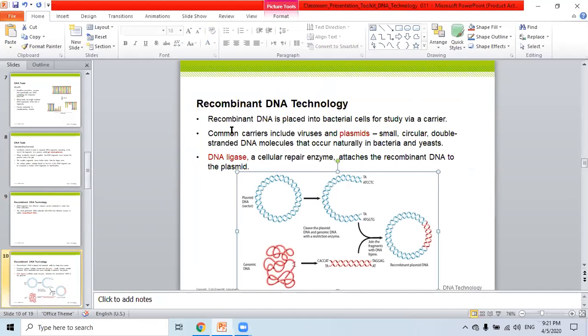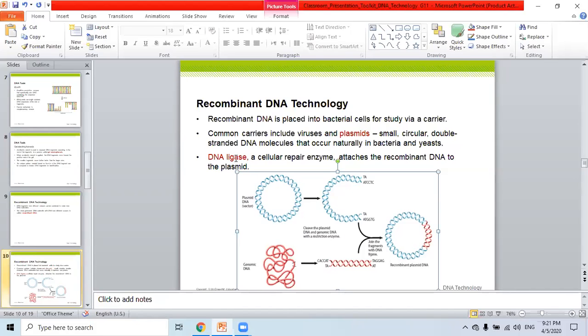Recombinant DNA technology. Recombinant DNA is placed into bacterial cells for study via a carrier. Common carriers include viruses and plasmids. We will know what plasmids mean now. Small, circular, double-stranded DNA molecules that occur naturally in bacteria. This is called plasmids. DNA ligase. What's DNA ligase?